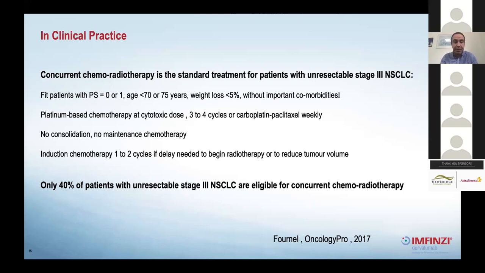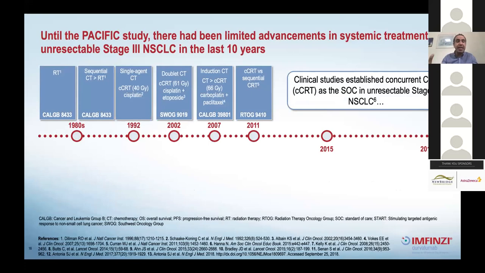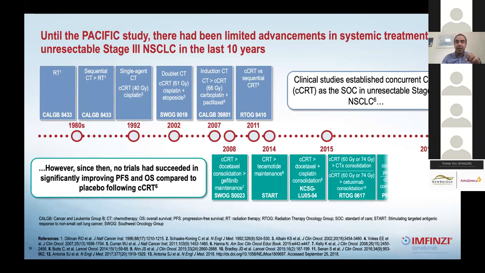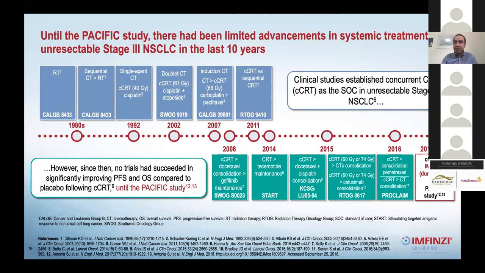This was the data that we have till 2019. And you can see clearly that until the PACIFIC trial, during the last 10 years before this date, we didn't have any advancement in the management of stage 3 unresectable non-small cell lung cancer. Many consolidation treatments were evaluated, from gefitinib to cetuximab, but all the results were negative. So it was until the first results of the PACIFIC study that the standard of care changed.